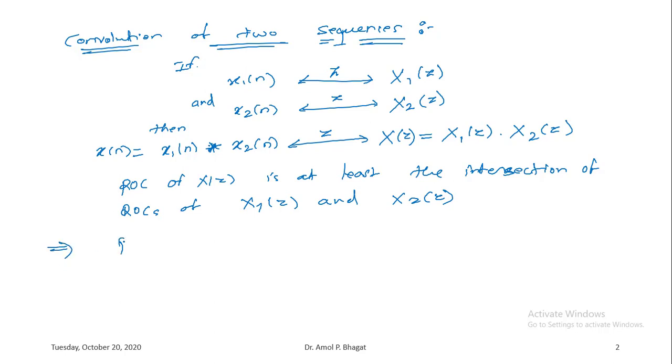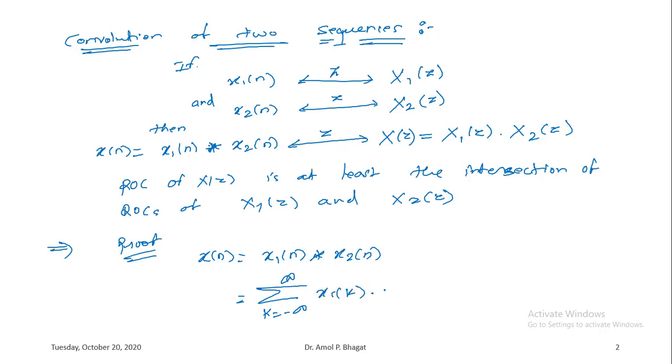So in proof, I can write here initially the signal x of n. So x of n is the convolution of x1 of n and x2 of n. As per convolution property or formula, we can write here the convolution of x1 of n and x2 of n can be represented as summation k equals minus infinity to infinity x1 of k into x2 of n minus k.